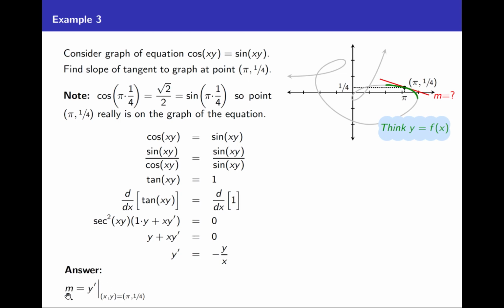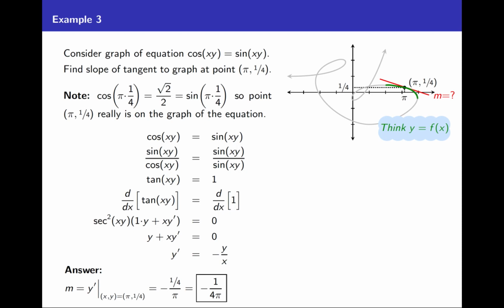So our answer is this. The slope m is y prime with the point xy equals pi, 1/4 plugged into it. And that would be negative, from right here, y, which is 1/4, divided by x, which is pi, or negative 1/4 pi. So there we go. We figured out that the slope of this tangent is negative 1/4 pi. And that gives our answer, which is pretty good for never even having drawn the graph of this function. We just imagined an implicit function y equals f of x. Didn't really matter what it looked like. And we carried out the process of implicit differentiation, and we got an answer.